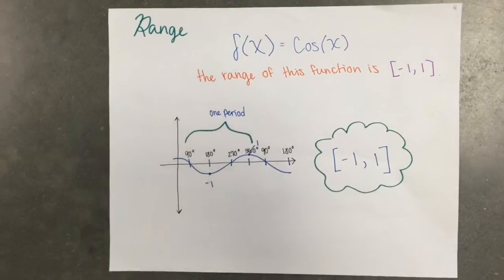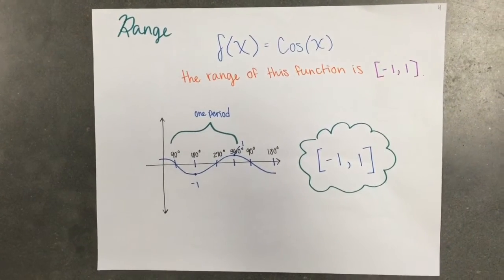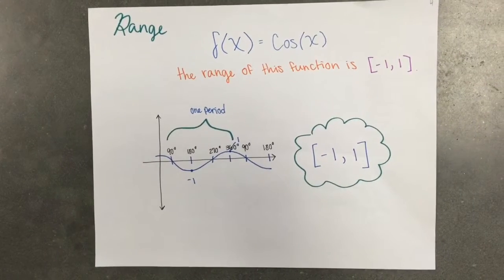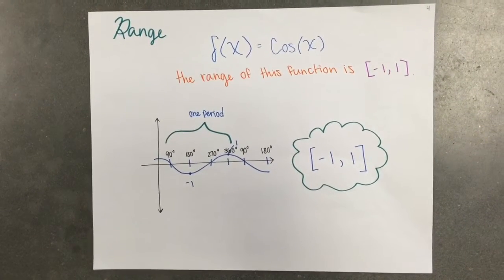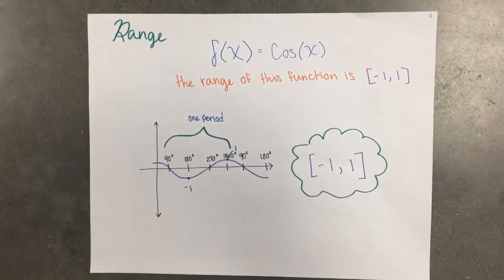Range, on the other hand, is the expression of the highest and lowest points on the graph. Just take the y value of the lowest and highest ordered pair. In this case, both have definite endpoints, so we put them in brackets. It is bracket -1, comma 1, bracket.